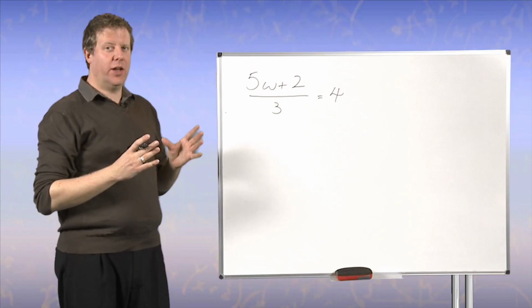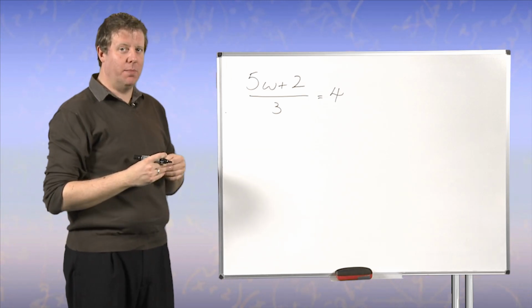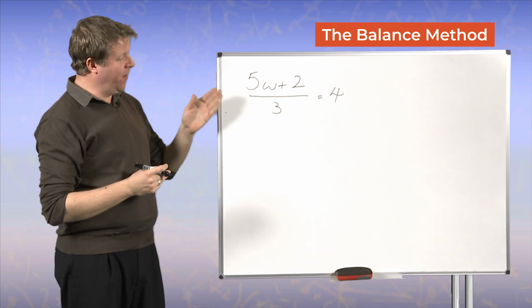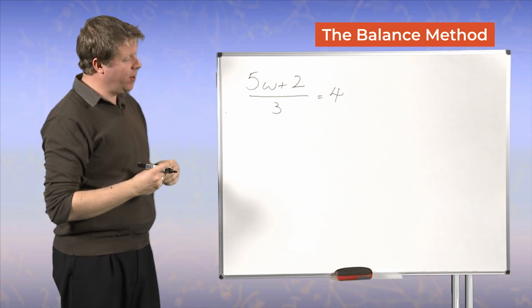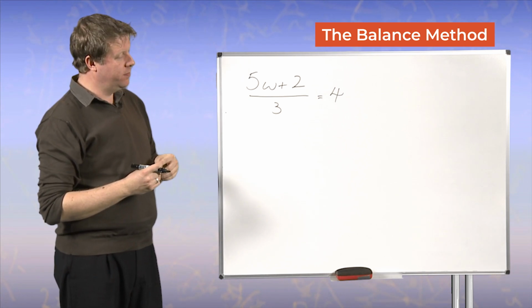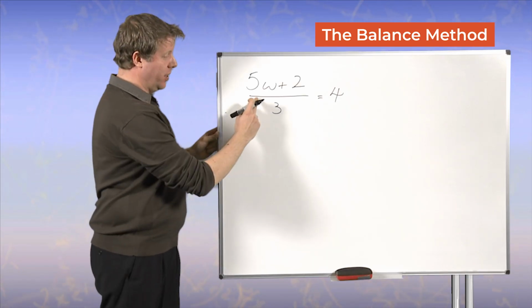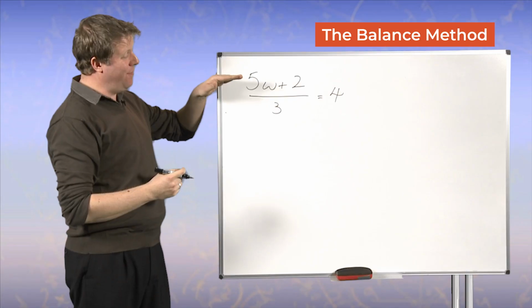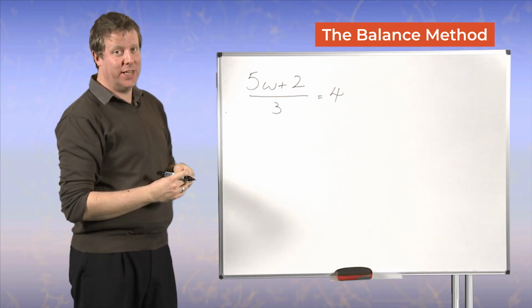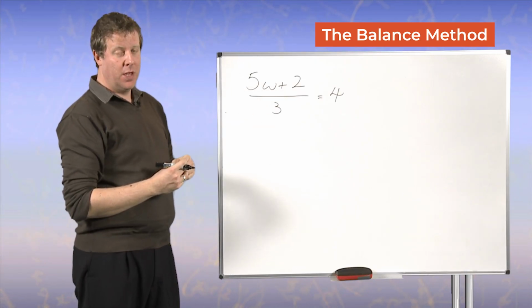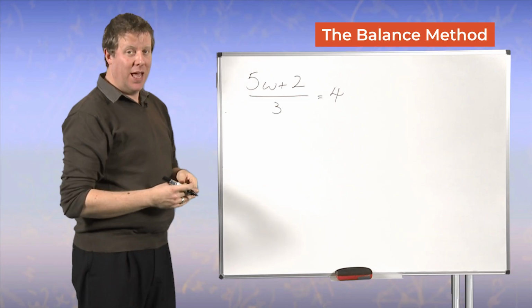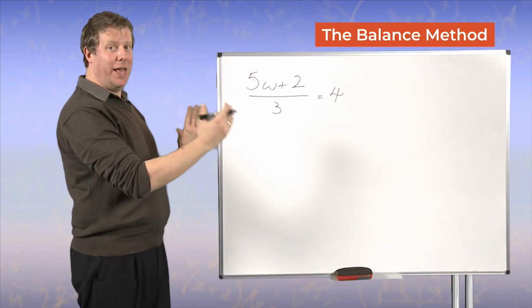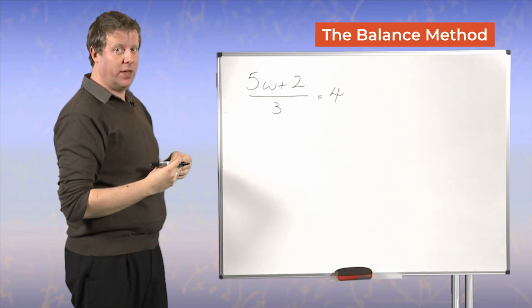So we've got a slightly more complicated equation this time, and we're going to use the balance method in order to solve it. And it's 5w plus 2 over 3 equals 4. Now you'll notice that this line goes all the way under my 5w plus 2, which means that everything on the top is being divided by 3. So the balance method, remember, involves looking at what we need to remove, doing the opposite, and making sure we always do it to both sides.